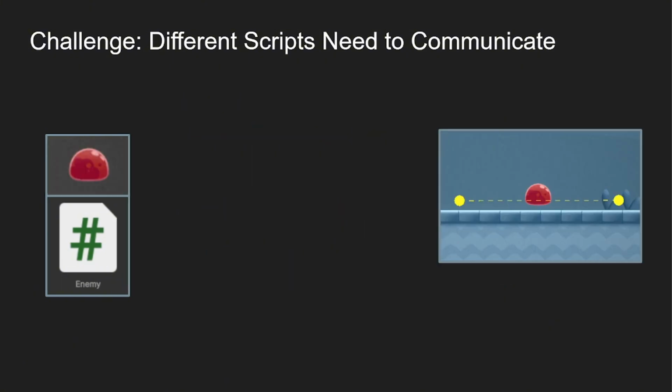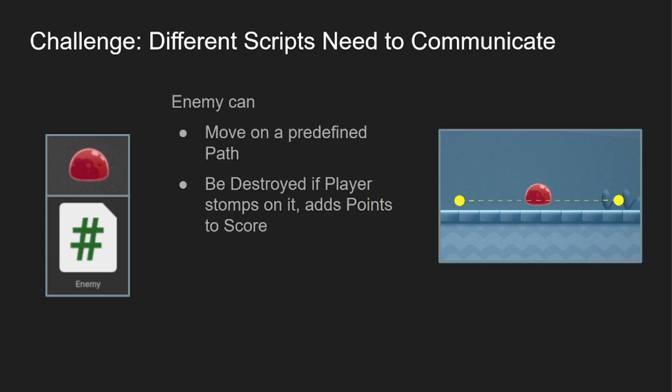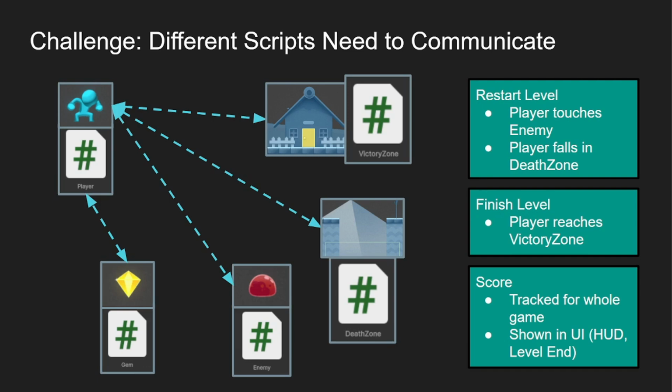The enemy can have its own enemy script, and the enemy can move on a predefined path. It can be destroyed if the player stomps on it. It can hurt the player if it touches the player without the player stomping on it. So you could have these things talk to each other, and there are all these things that they would need to do. Somebody would need to be responsible for all these different things, but figuring out, well, where do we track the score? How do we update the HUD? Which one of these things does it go in? You could start loading up the player with that kind of stuff.